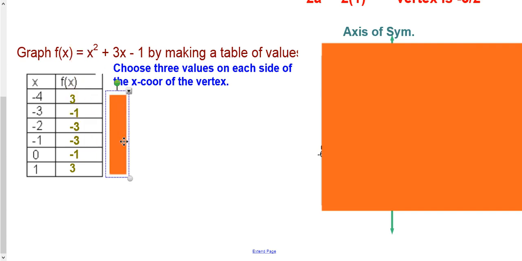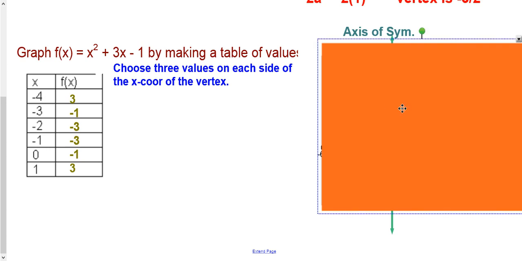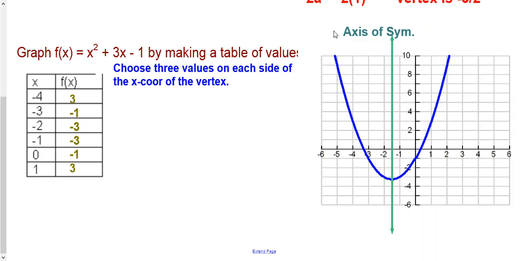Now, all we have to do at this point is plot these points. Over 1, up 3, over 0, down 1, left 1, down 3, left 2, down 3, left 3, down 1, left 4, up 3. And when we plot those points, we get this blue graph.